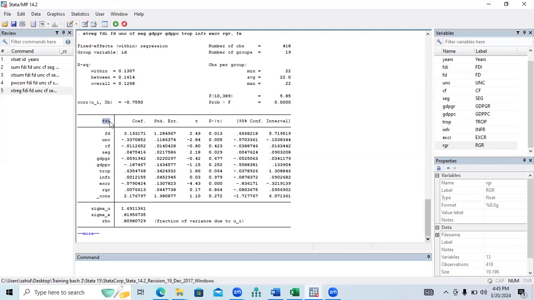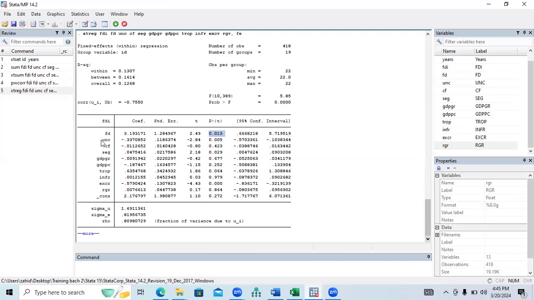How did I get to know that it is increasing? Because the coefficient is positive. If the coefficient is negative, then we can say it is decreasing. But if the coefficient is positive, it means it is increasing. So here we can say that financial development is significantly increasing FDI in our target population. And the p-value, if you see here, is less than 5%, so it is highly significant here.